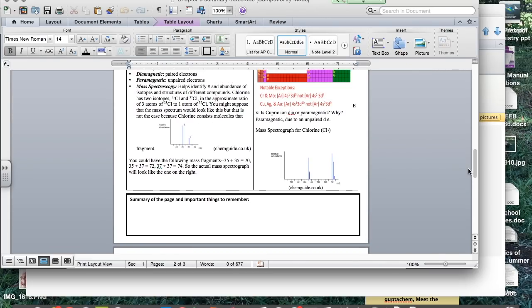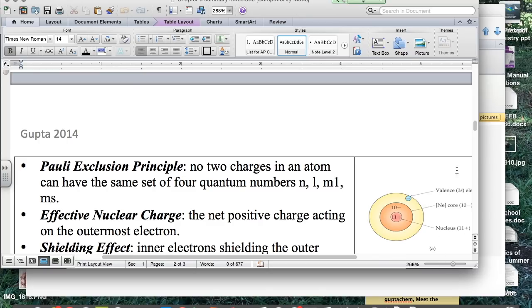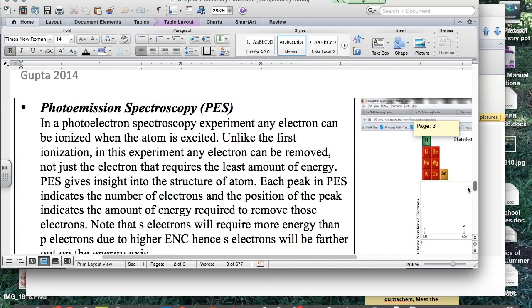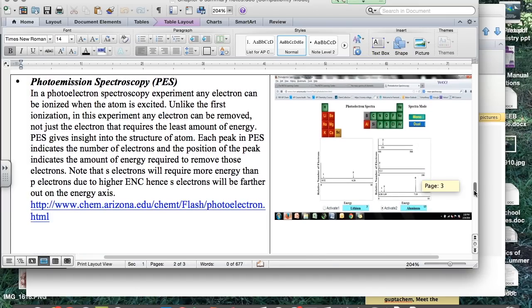So let's scroll down here. PES, or photoemission spectroscopy, is another spectroscopy. I'm going to zoom in a little bit. In photoemission spectroscopy, we can knock off any electron selectively, not only the outermost, but any electron, and we can figure out how much energy was required to knock off that electron. On the x-axis is energy in a PES, and on the y-axis is number of electrons. If a peak is 3 times as much as other peaks, so if these are 2 electrons, then this will be 6 electrons. So the height of the peak tells you the number of electrons.